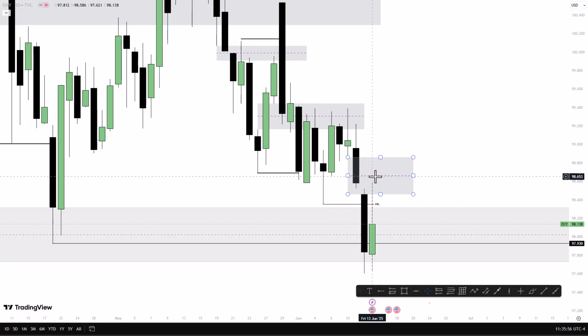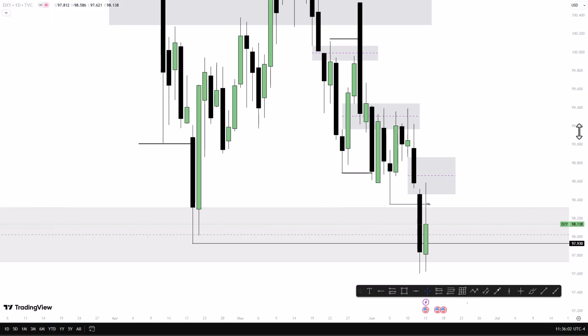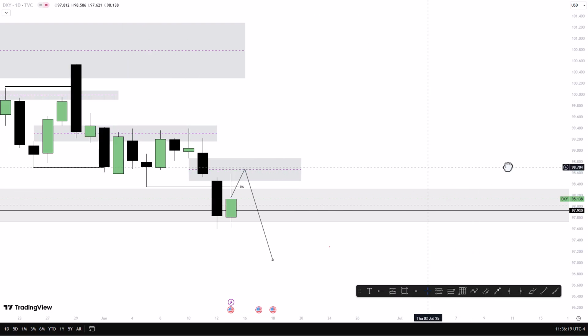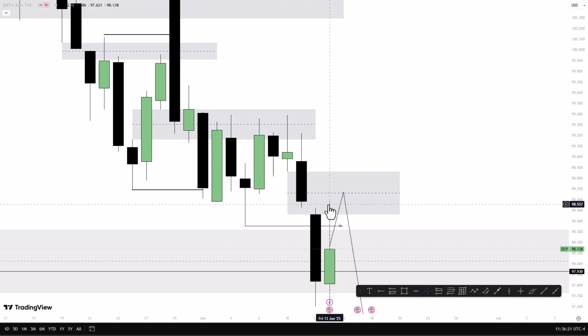With an SMT. So right now, what I'm expecting on the dollar, I want to see price either selling right from this level down, or I want to see price tapping into the fair value gap, taking out this previous day high, which is the Friday high, for us to continue lower.